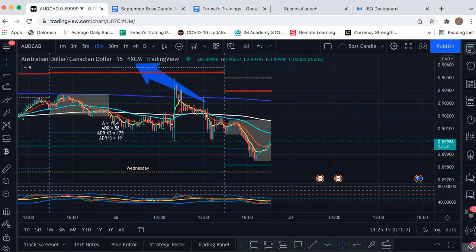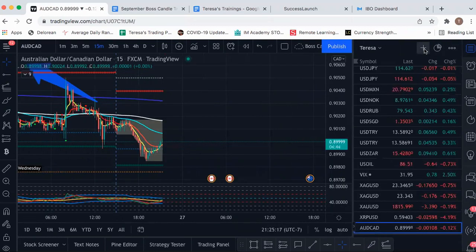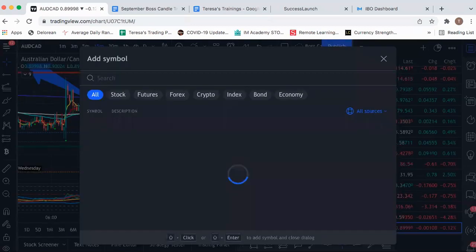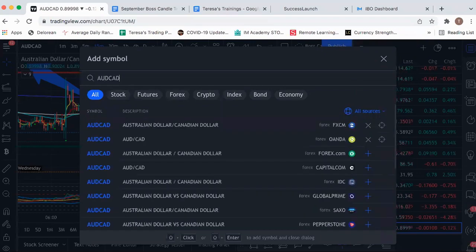Because if you go to your watch list and you search for AUD CAD in the list, I want you to look at how many different brokers pop up for AUD CAD. You could look at AUD CAD from FXCM. You could look at AUD CAD from Oanda. You could look at it from Forex.com. You could look at it from Capital.com. You could look at it from Global Prime.